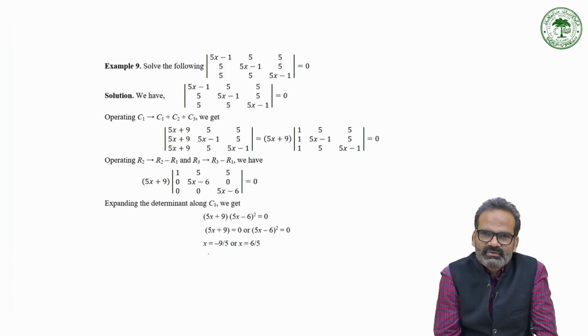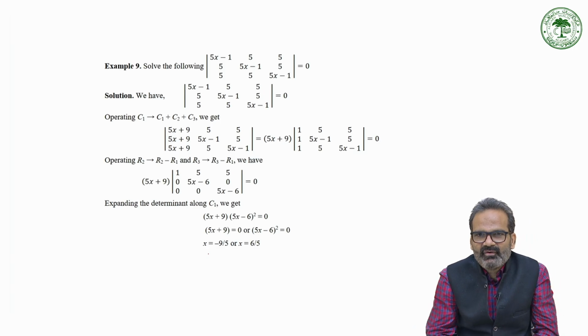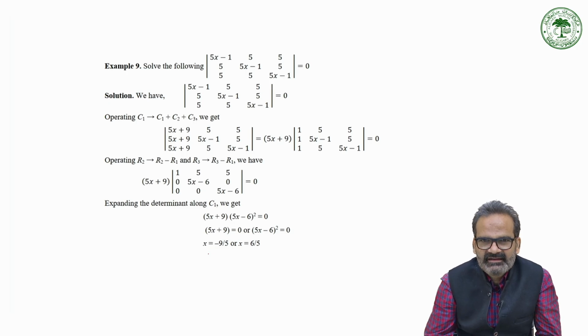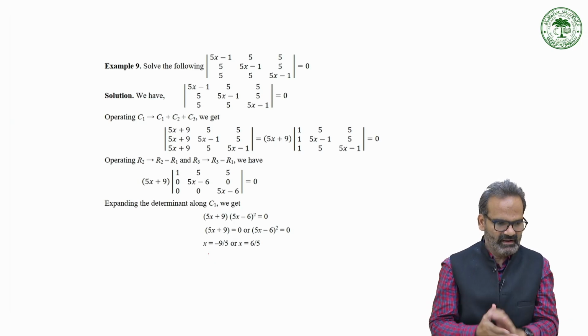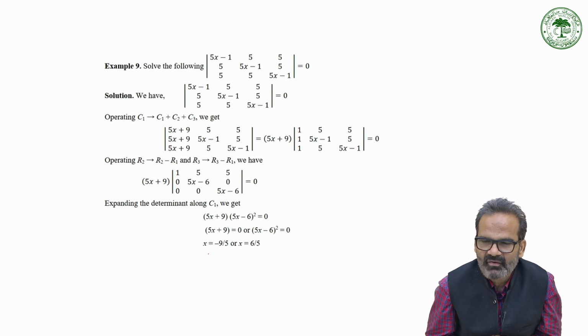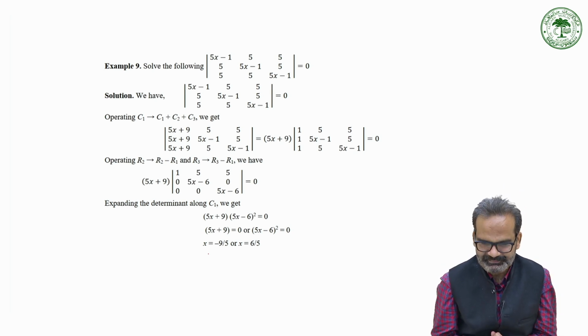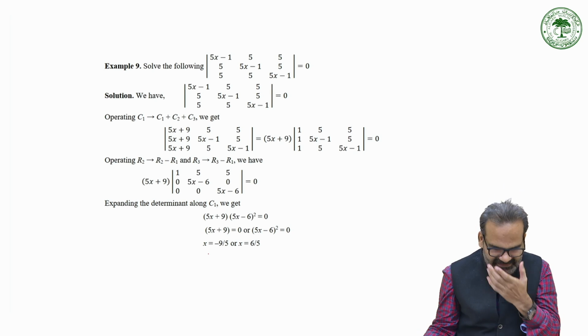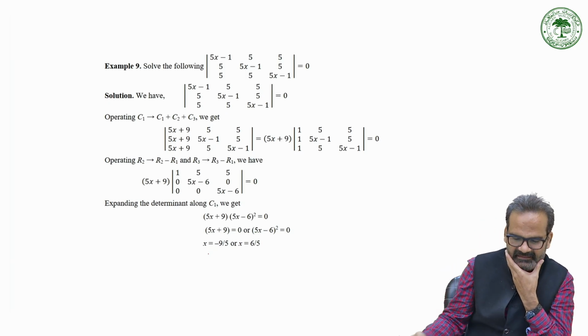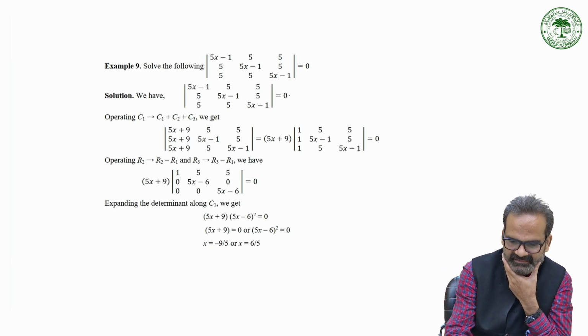Similarly, this is also a question of the same type. This is a determinant and the value of this determinant is given as 0. Solve the following determinant. It means from this determinant, you have to find out the value of x, right? So, simply let us see, we have been given this determinant.